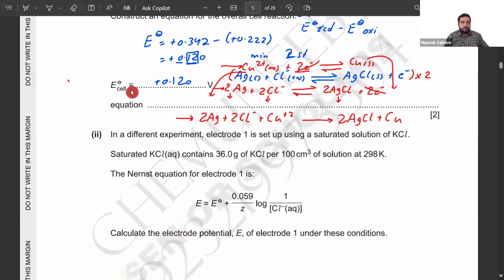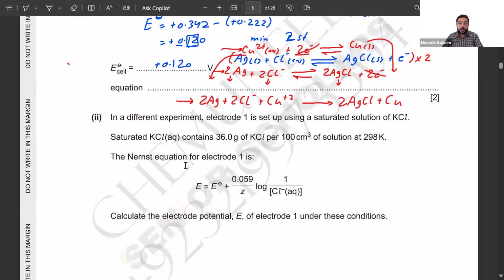Now the next question. In a different experiment, electrode 1 is set up using a saturated solution of KCl. Saturated KCl has this mass of KCl per this volume of solution. The next equation is given. Calculate the electrode potential E of electrode 1.